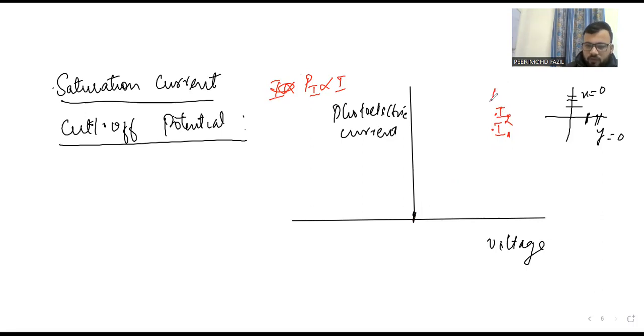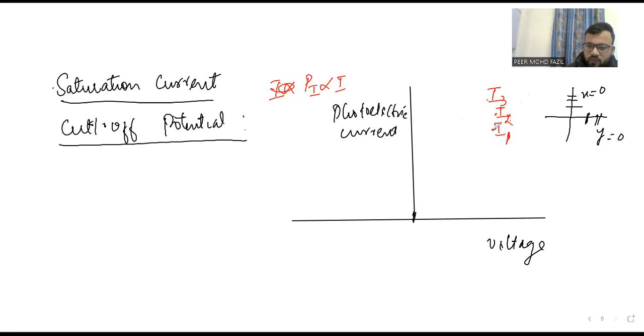If I increase the intensity, for obvious reasons the current will increase. Why am I writing I1 here, I2 here and I3 here? Because these are the corresponding values. So obviously I3 will be greater than I2, and I2 will be lesser than I3, and so on. So dear students, now plotting the graph, what is the relationship of saturation current? Here, assuming that at a particular intensity the current has reached its maximum value, that is what we call saturation current.